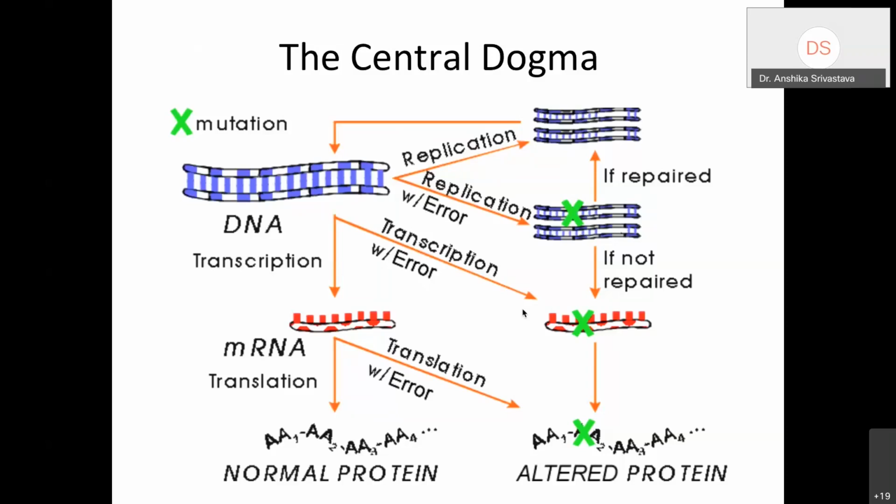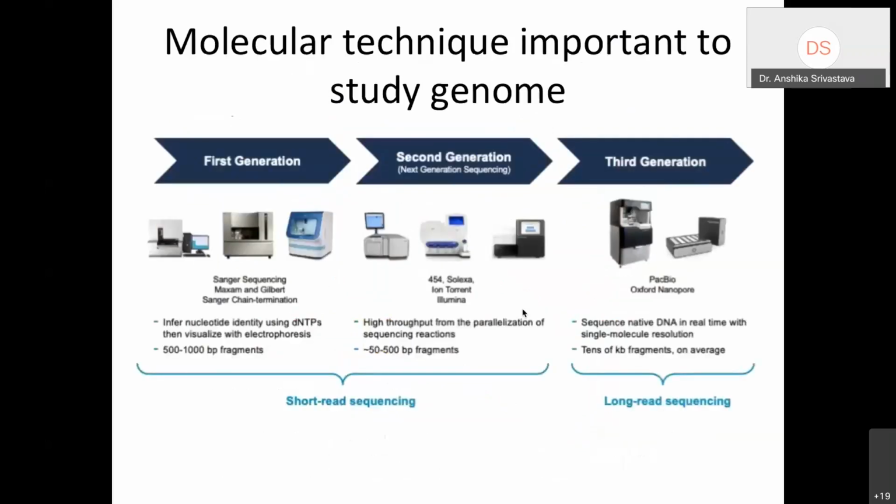So we should proceed on to next generation sequencing technologies, where the first generation included Sanger sequencing, Maxam and Gilbert, and that is based on Sanger chain termination. The second generation included 454, Solexa, Ion Torrent and Illumina. And the third generation, which is more common these days, is PacBio, or we should say long-read sequencing.